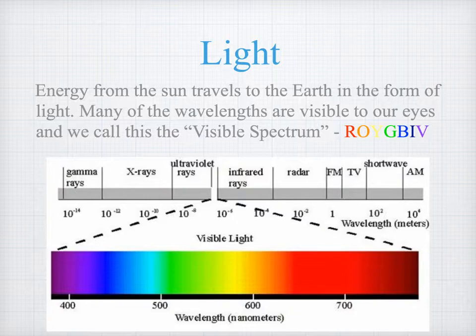Gamma rays, X-rays, ultraviolet rays. We have our infrared rays, radar, FM waves, TV, AM, and shortwave. All of these different items are measured with different wavelengths. And so are the different chlorophyll molecules that we're going to see in the next part of the notes.